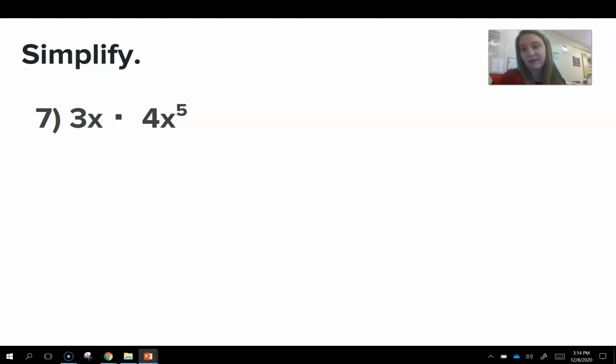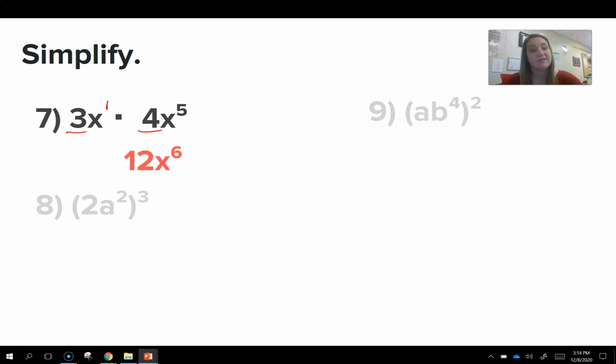Okay? Let's see if we can do it again with some variables involved. So we have 3x times 4x to the power of 5, okay? Well, the easy thing here is 3 times 4, right? 3 times 4, we know that's going to give me 12. My x's, though, I need to add my exponents because I'm multiplying, okay? There is an exponent here. Technically, it's an exponent of 1. So x to the 1 and x to the 5 gives me x to the power of 6. So that becomes 12x to the power of 6.